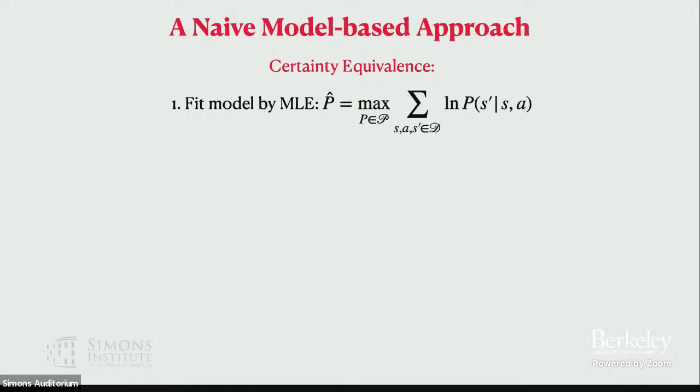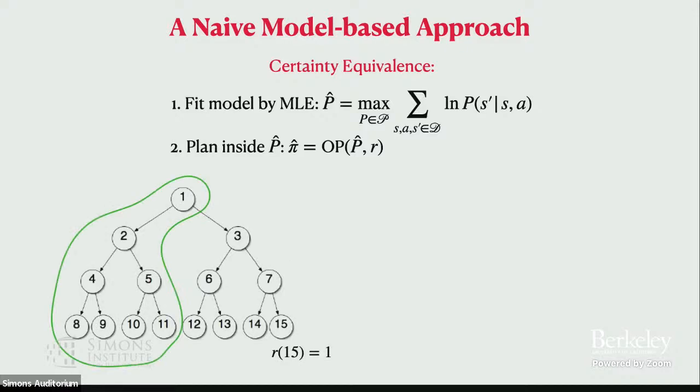Once I train this model, let's just pretend that this is the ground truth model. Let's call our black box planner to compute the optimal policy, right? I'm just treating p hat as if it were the ground truth transition. Then I input the reward function to this black box planner, and it outputs a policy. And maybe let's just apply this policy in the real world and see how it goes.